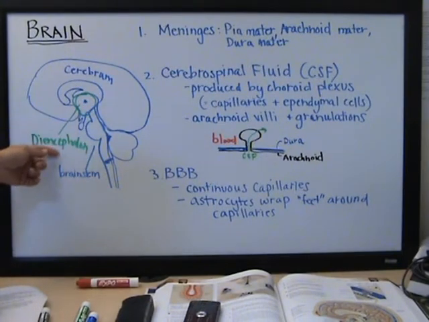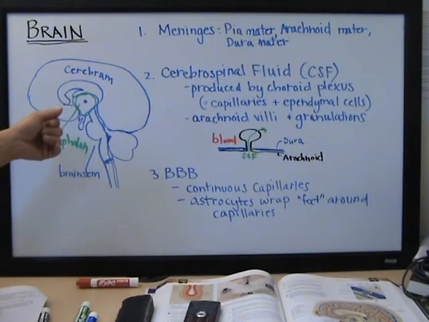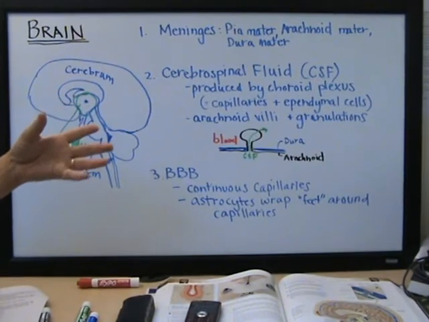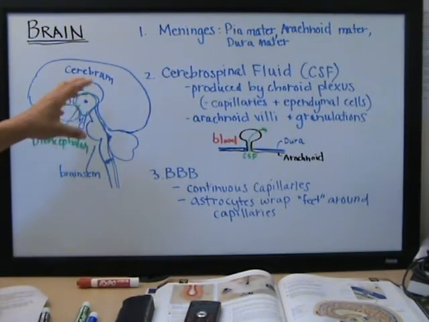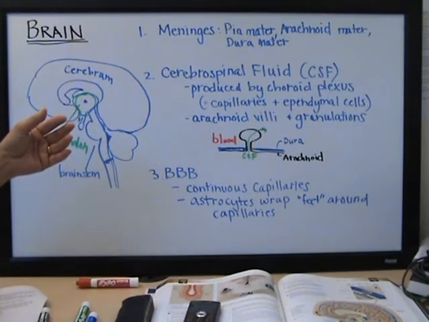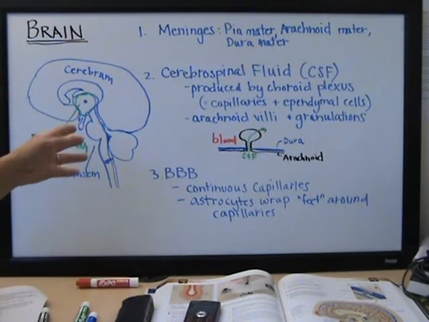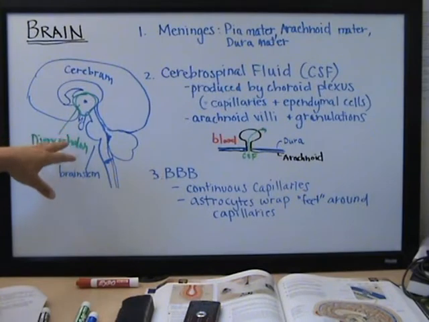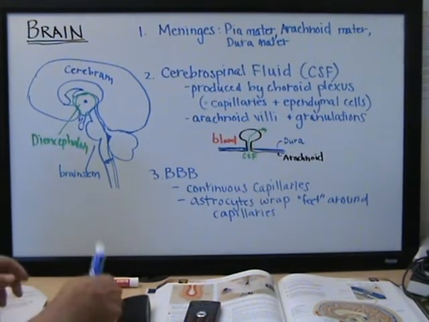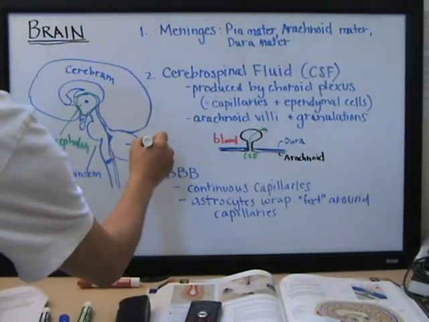Now the terms diencephalon, mesencephalon kind of refer to the developmental parts of the brain. So you might need to go back and take a look at how the brain develops, and some of these terms have stuck in the final anatomy of the brain. We have this portion here called the cerebellum.